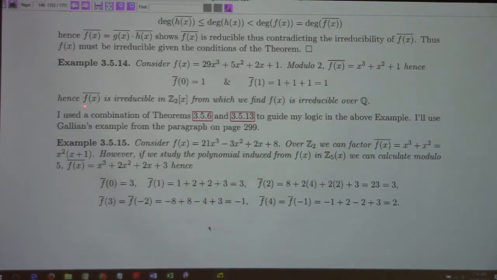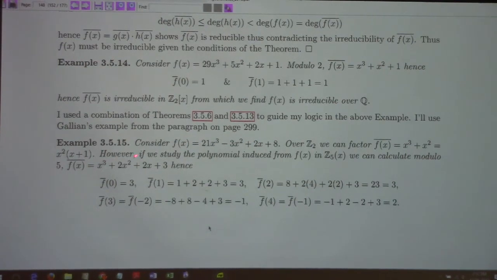And since this is irreducible, and it also is what? Degree 3. Did I say 2? I meant 3. You notice that it's degree 3. The reduction is degree 3. The original one is degree 3. So by the theorem above, we get that this is irreducible over Q.